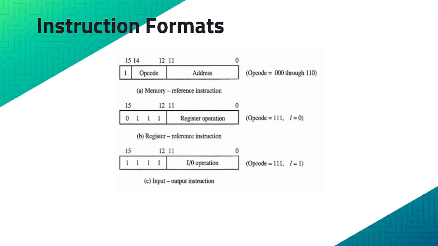We have three types of instruction. If the bits 12 to 14 are not all 1, then it is a memory reference instruction, and in that case the MSB decides whether it is a direct or indirect memory reference. If the MSB is 0, then it is a direct memory reference instruction, and if the MSB is 1, then it is an indirect memory reference instruction. If the bits 12 to 14 are all 1 and the MSB is 0, then it is a register reference instruction. And if the MSB is 1 and bits 12 to 14 are also all 1, then it is an IO instruction.